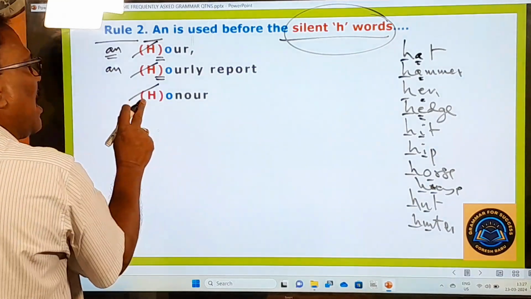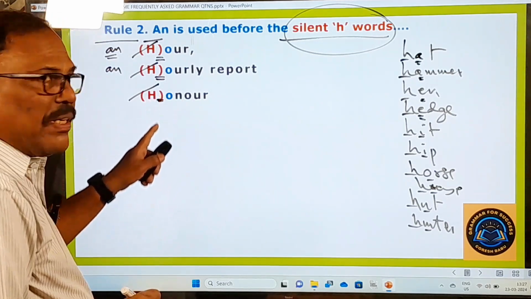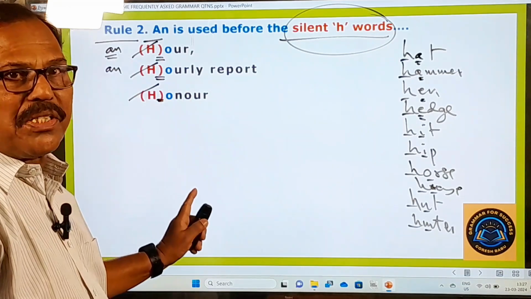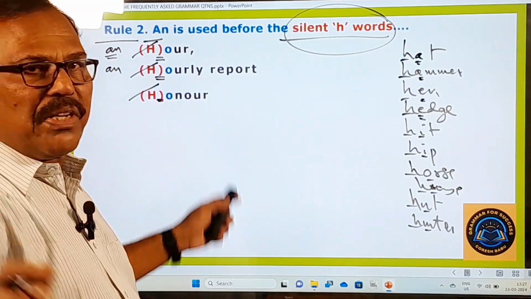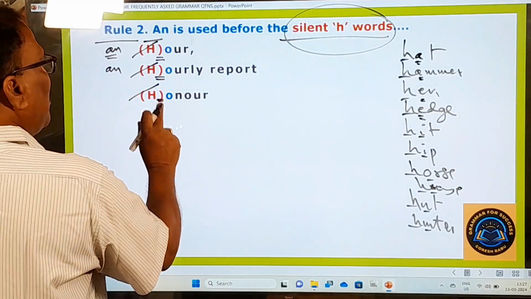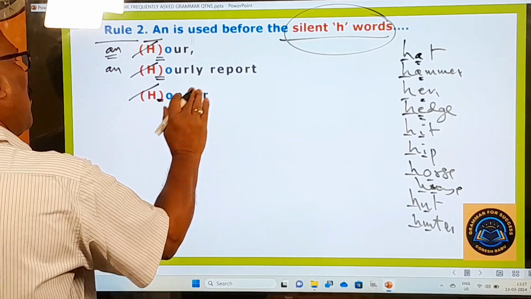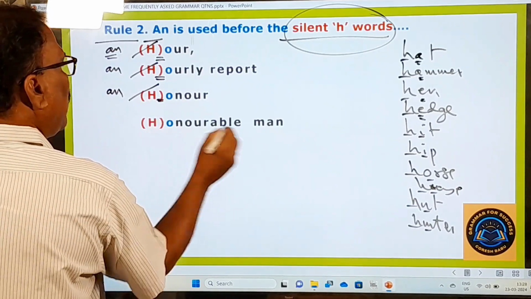And here next, honor is there. In this also H is silent, and we are pronouncing the word from O. O is giving a vowel sound. Okay, I need not tell you this because beside H there is always a vowel sound. You take any word, beside this H, there is always a vowel sound, and we are pronouncing the word from this vowel sound, and therefore we think that this word is beginning with a vowel sound, and therefore we use an before that.